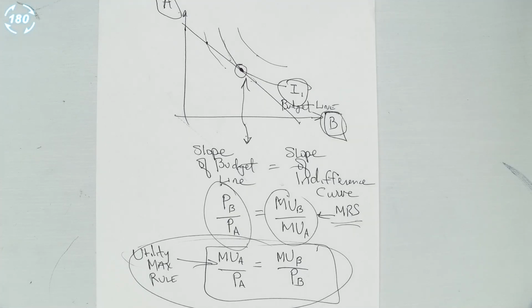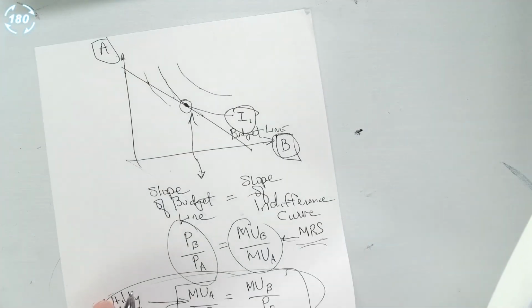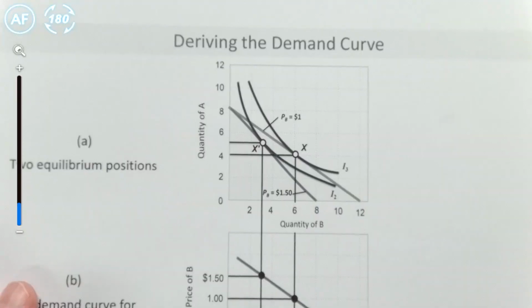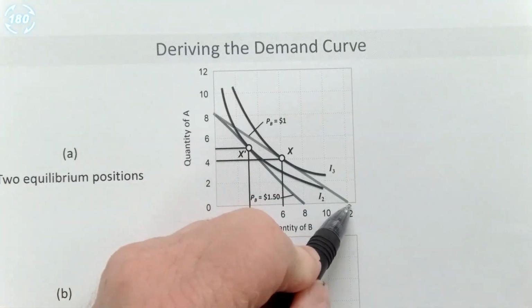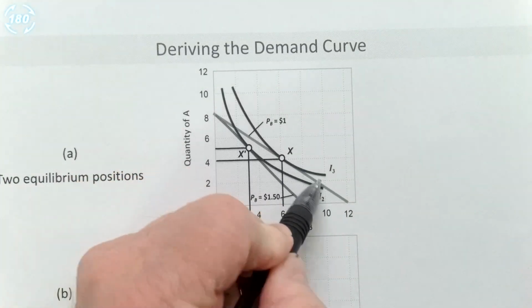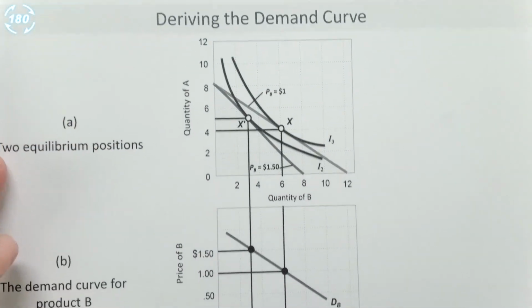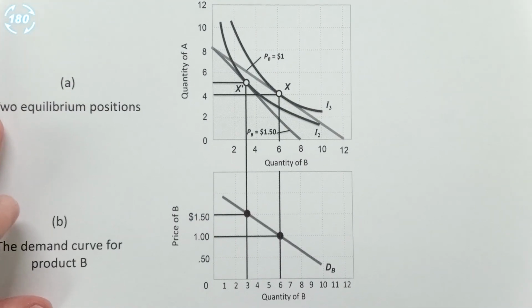Here's two equilibrium positions. Your book gives you this picture. I forget what page this is on. Maybe Glenn can help me with this too. I just photocopied this. Here's a big budget. Same budget, but you increase the price of B. Notice what happened.